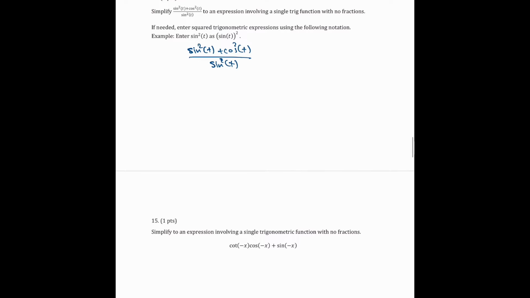Question number 14, we need to simplify the expression sine square t plus cosine square t divided by sine square t. Immediately we notice that the numerator, sine square t plus cosine square t, is basically equal to 1 from the Pythagorean identities, divided by sine square t. We can rewrite this expression as 1 over sine t all squared. We know that the reciprocal of sine is cosecant, so it is cosecant t all squared, which can be written as cosecant squared t. So this expression reduces to cosecant squared t.